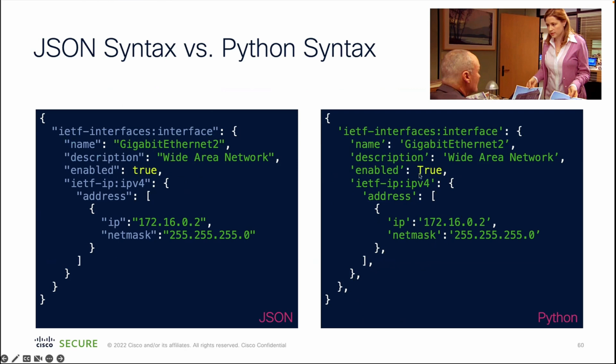And the Boolean values that we use in Python, such as true and false, start with a capital letter, right? So it's a capital T in the true keyword or the false keyword, while in JSON, it's all lowercase.